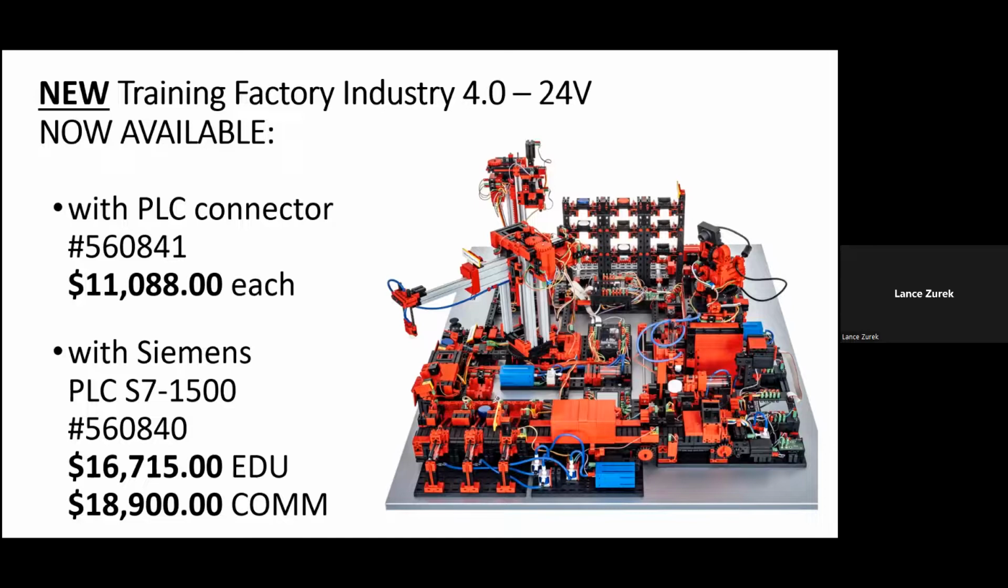But if you want a variation that is already connected to a PLC, in this case, a Siemens PLC S7 1500, you can get it pre-connected in the EDU version. You're looking at $16,715 per unit with the wiring and the PLC. The commercial version of that is $18,900.